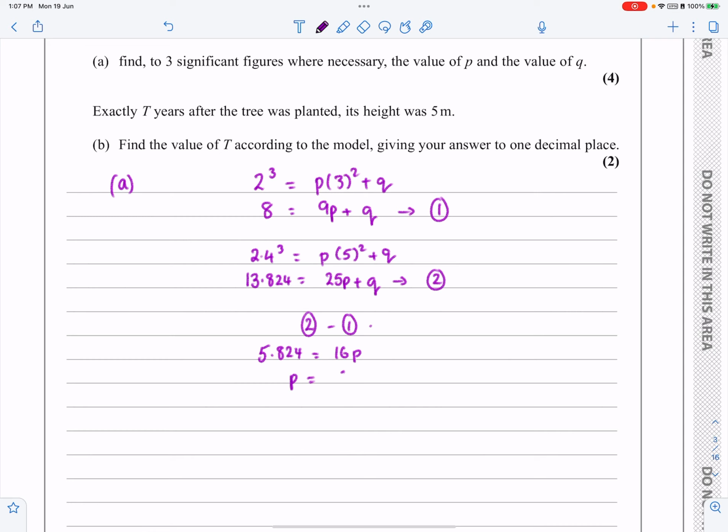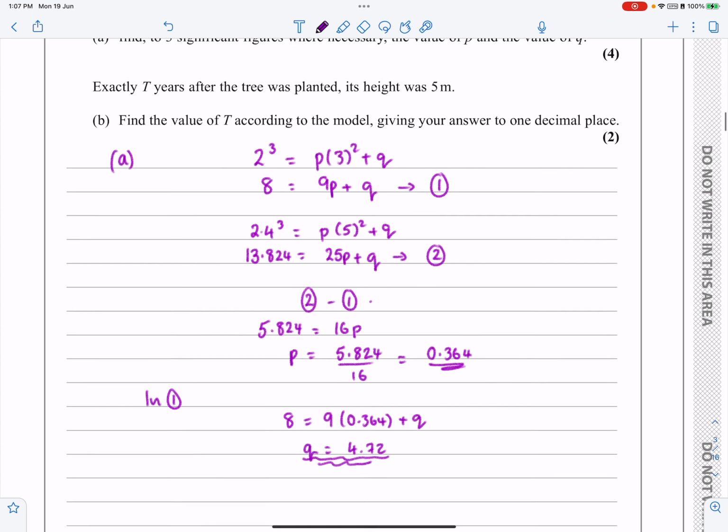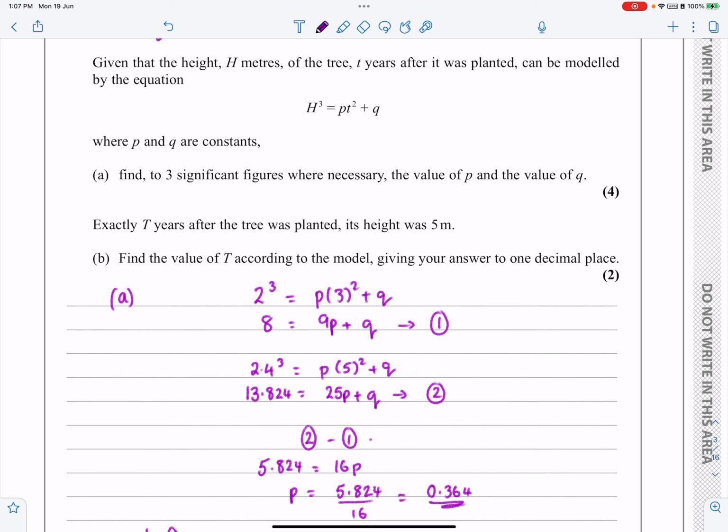So P works out to be 5.824 divided by 16, which works out to be 0.364. So that's P. If I want to work out Q, I'm just going to put it back into equation 1. So in equation 1 here, I'm going to get that 8 is equal to 9 lots of P plus Q. I'm not going to do any work for that. You can work that out. Q works out to be equal to 4.72. So part A done, nice and easy, 4 dead straightforward marks for us there.